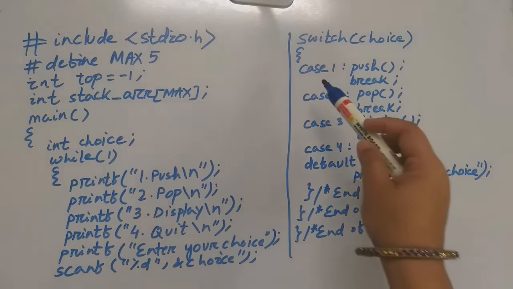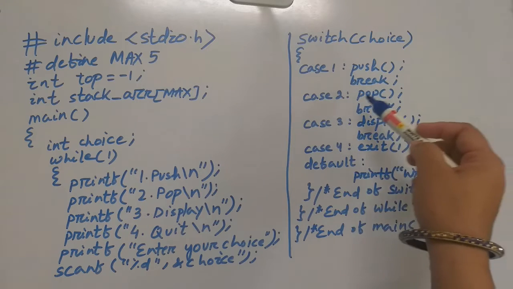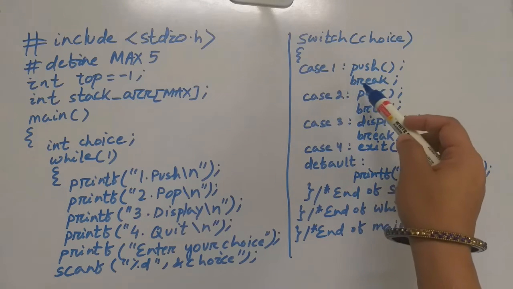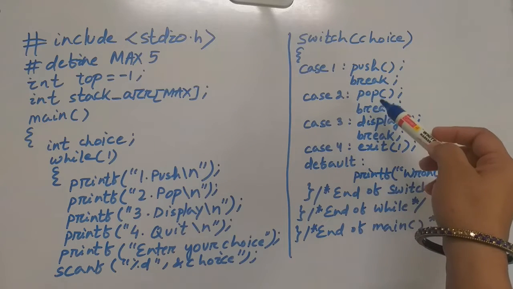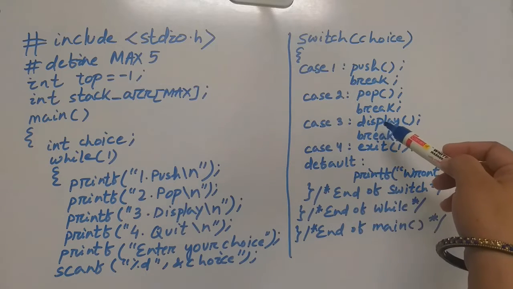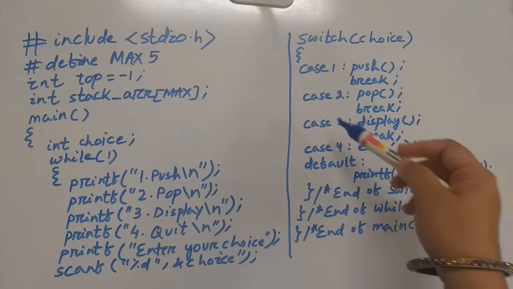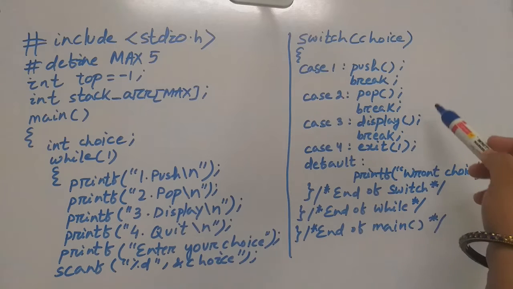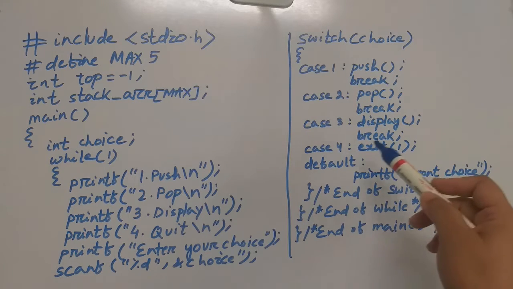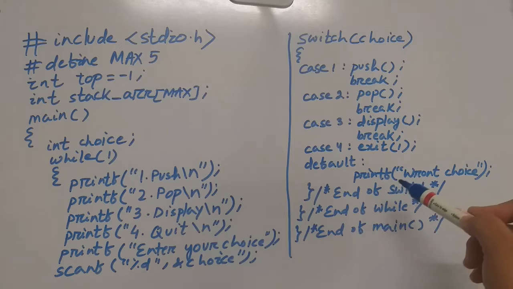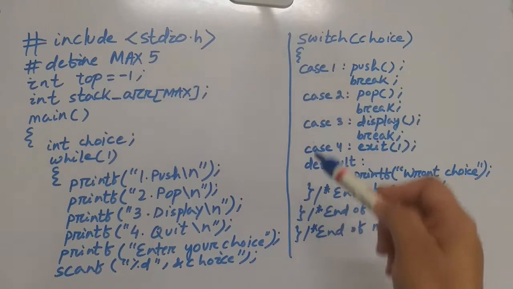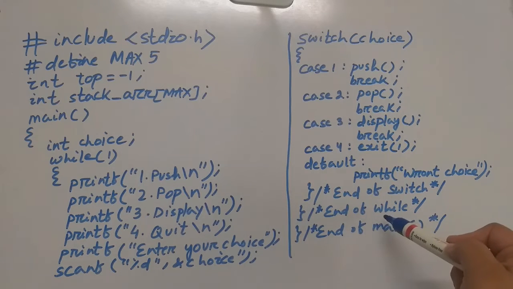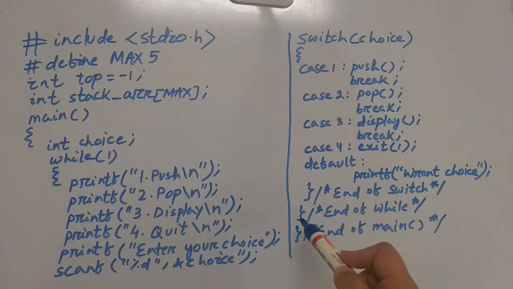Suppose this is case 1, we call the push operation, then break and go outside. If it is case 2, the pop operation, then pop and break, go outside, then display or exit. Whichever function you want to execute, you call that function. Then next is the end of the switch. The switch case is started here and ends here, then the end of while, and then the end of the main section.